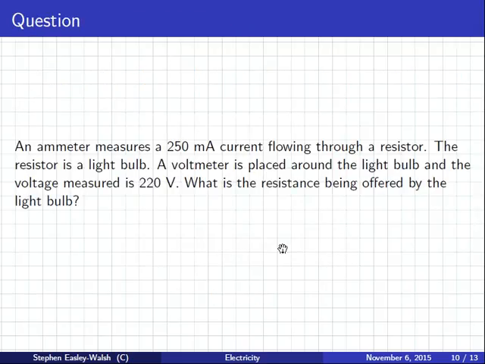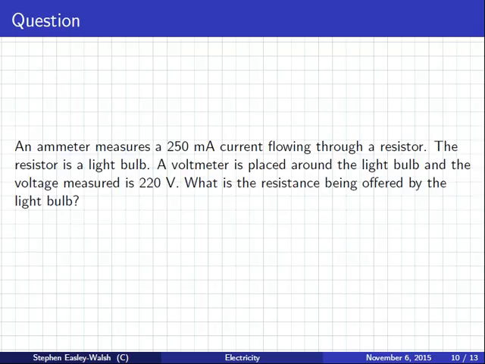Right, let's have a look at an example. An ammeter measures a 250 milliamp current flowing through a resistor. The resistor is a light bulb. So if you think about it for a moment, we have the current, look, the current goes up and through the light bulb. The light bulb offers resistance to the current. So the voltage has to push the current through. And what happens? The energy is converted. In this case, what is it converted into? Heat and light.